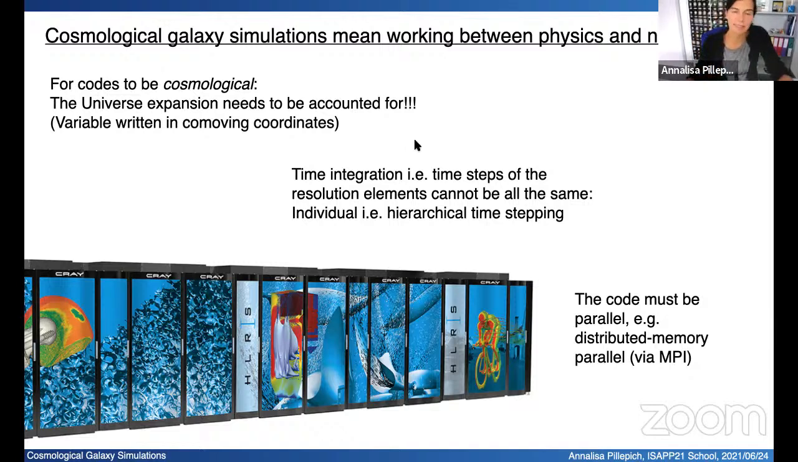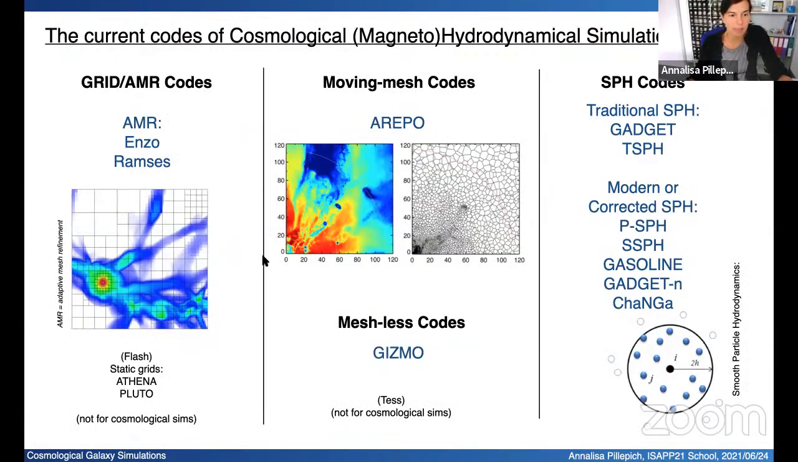All right, so these are examples of codes that satisfy what I said: grid codes, moving mesh codes, and SPH codes. Adaptive mesh refinement grid codes in the cosmological context are Enzo or Ramses. The moving mesh codes are Arepo or Gizmo. SPH codes are Gadget or Gasoline, etc. Arepo, Gadget, Enzo, Gizmo, they're all public. So if you want to use them, you can go download them and play with them.